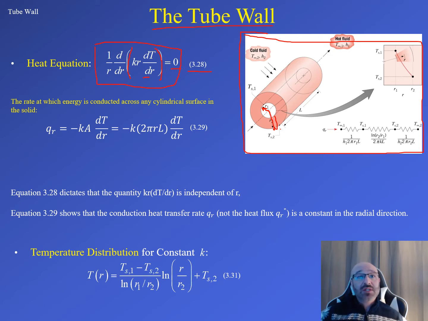So what this does is it dictates that the quantity of K R dT/dr is going to be independent of R, and that's why that's equal to 0 in our heat equation there. So now we'll move on to the next equation here.